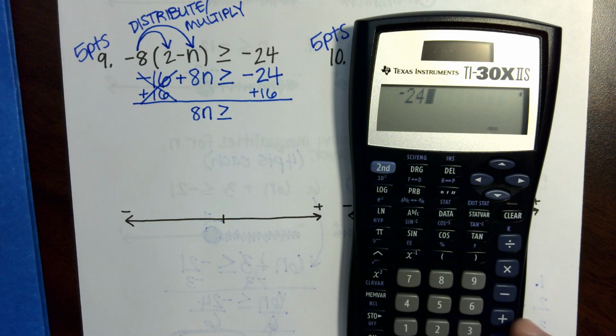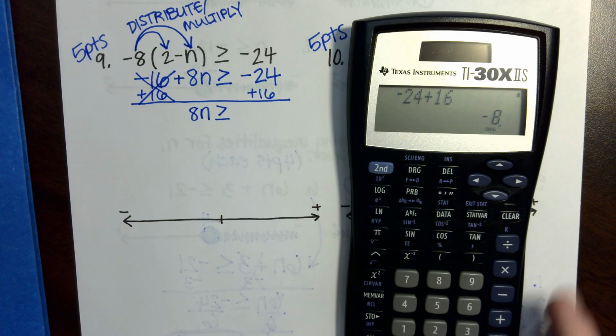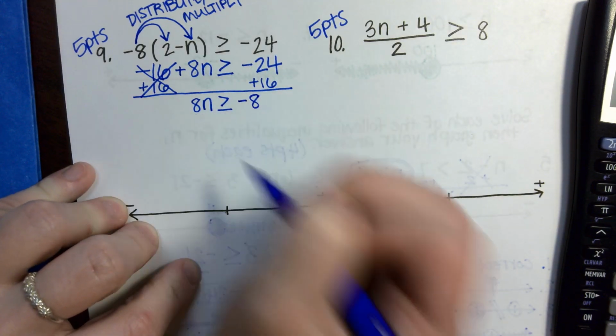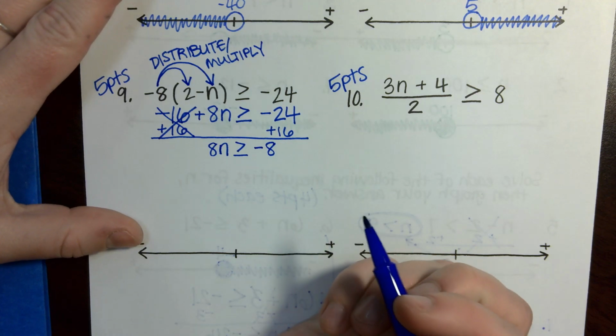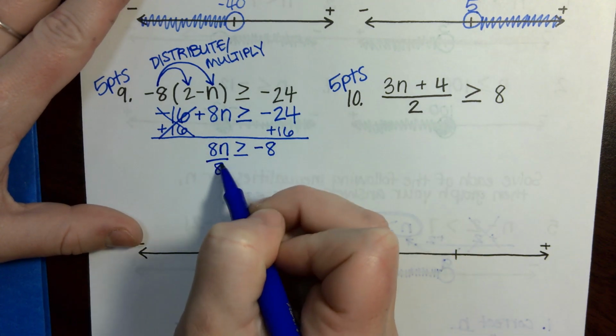Negative 24 plus 16. See what y'all get. Negative 8? Yeah. Good. All right. So now we've got 8 times n is greater than or equal to negative 8. Are we done? No. We still got to get n by itself. Divide by 8. Good.